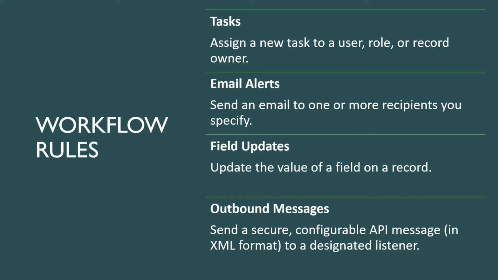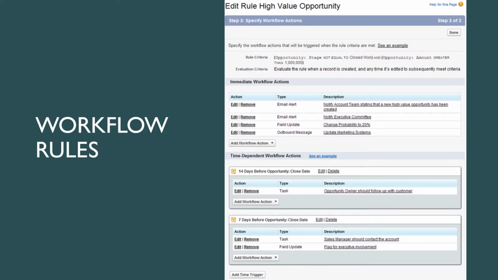Workflow rules can be used to assign a new task to a user, a role, or a record owner. Workflow rules can also be used to send email alerts. Workflow rules can perform field updates, but they can update the value of a field on the particular record, but not of unrelated records. And you can also use workflow rules to send secure configurable API messages in XML format to a designated listener.